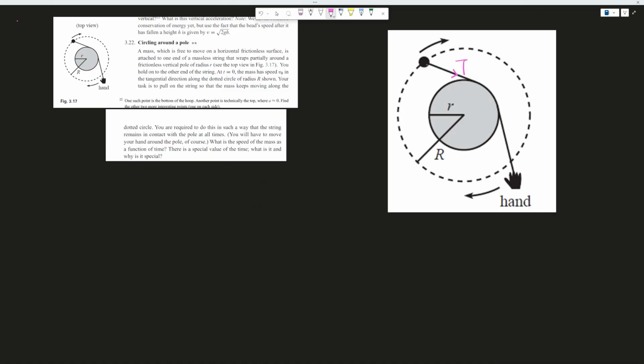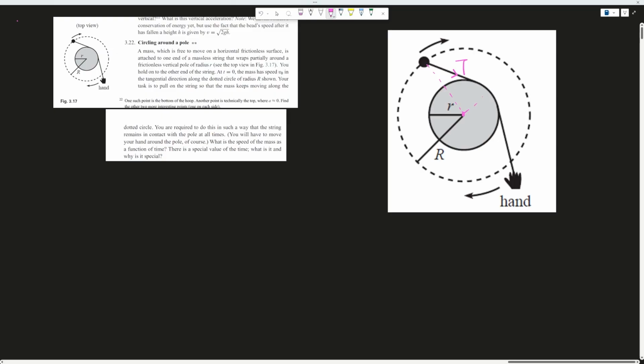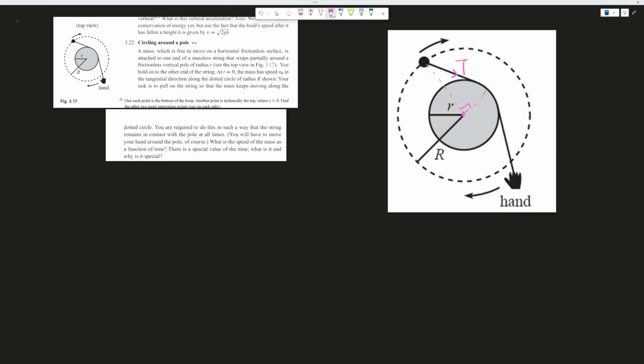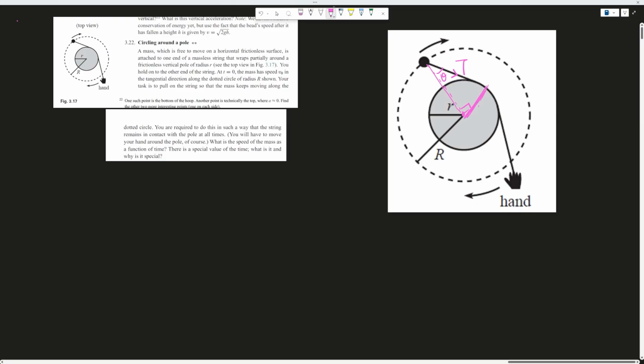So let's draw a straight line connecting this to the center. That is the radial direction. And then the tangential direction should be perpendicular to that radius. So if we draw it here, we have a right angle here. And then let's call this angle theta. Now we have the tangential direction and the radial direction. So let's write out the formulas.